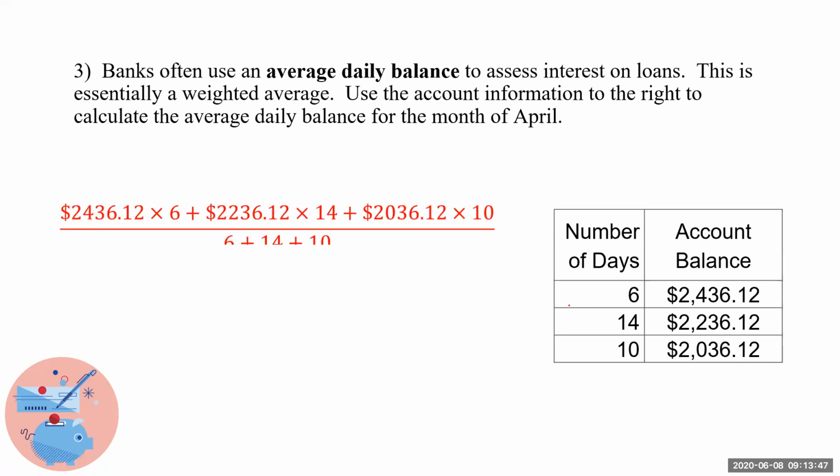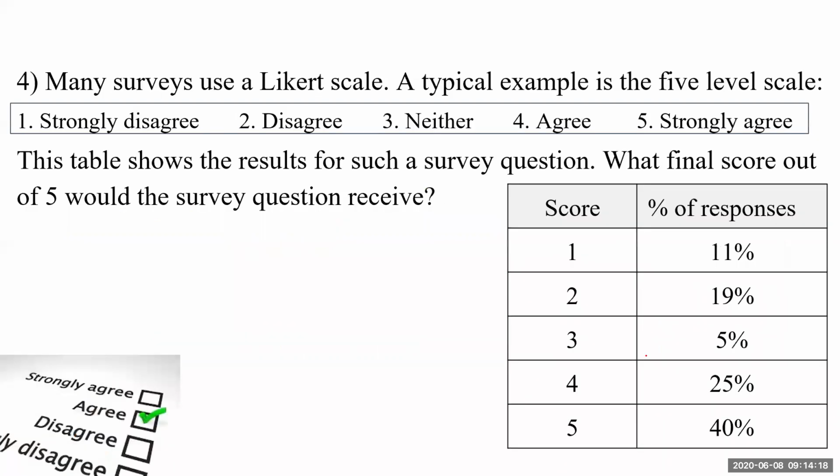To do that, you have to multiply the balance by the number of days kept. And then you add all these and divide by the total number of days in April. There are 30 days in April, and this is the average daily balance of the customer. And you can use this to make a decision on how much of a loan you can advance to the customer. Is that okay? Sweet.